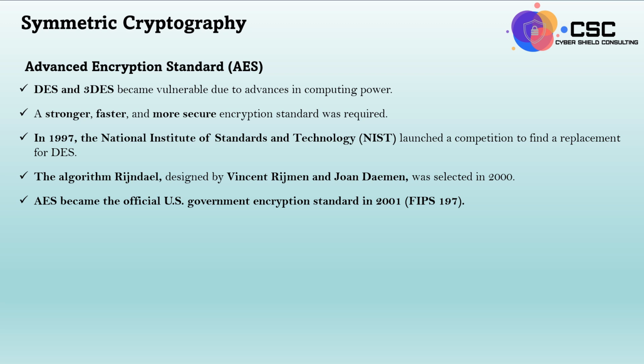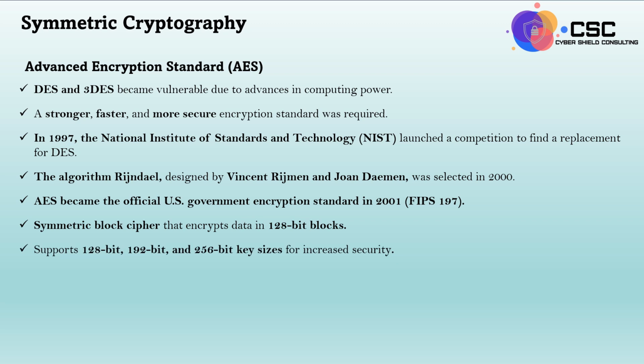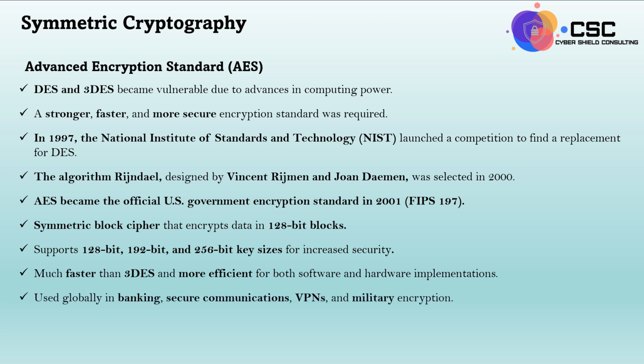Key features of Advanced Encryption Standard. AES is a symmetric block cipher that encrypts data in 128-bit blocks with key sizes of 128, 192, or 256 bits, making it highly secure against brute force attacks. Compared to triple DES, AES is 6 times faster, more efficient, and designed for both hardware and software implementation. It's now the global standard for encryption in banking, VPNs, secure communications, and even military-grade security.